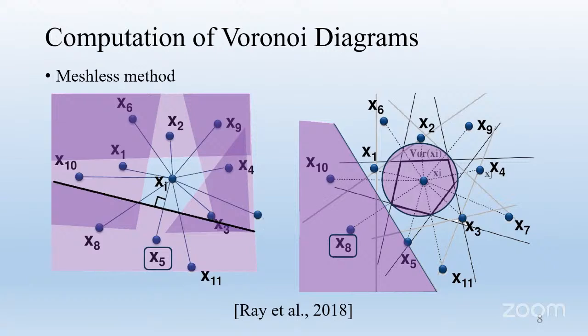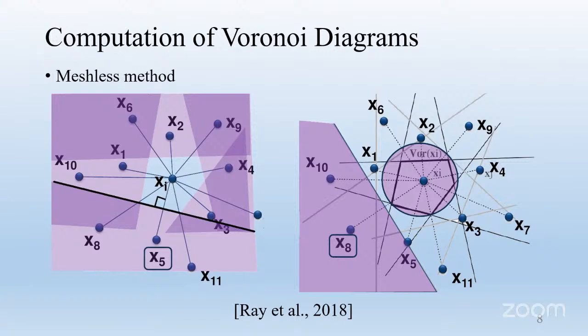However, it is not necessary to visit all the other seeds in such cell generation because each Voronoi cell only involves some nearest seeds. Let's take a look at this example. To compute the Voronoi cell of xi, this method finds some nearest neighbors of xi in ascending order according to their distances to xi, and then uses the bisectors of xi and its neighbors to clip the given domain.